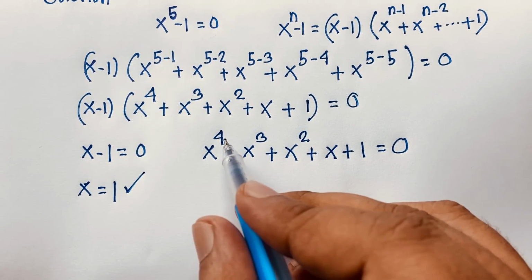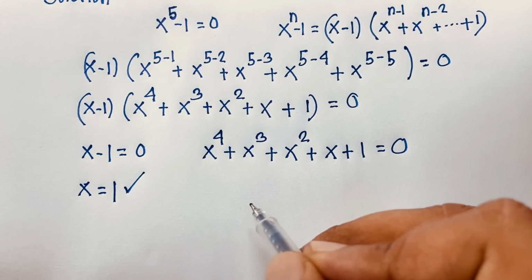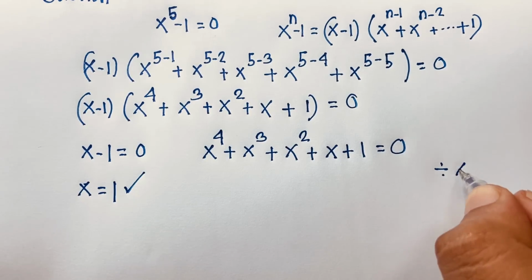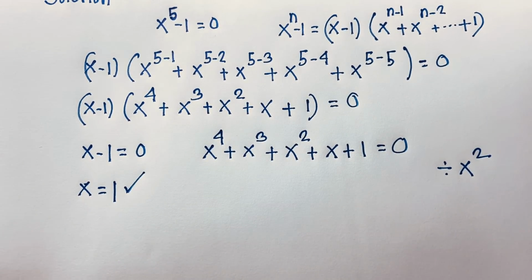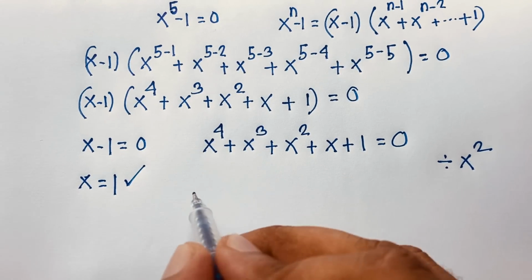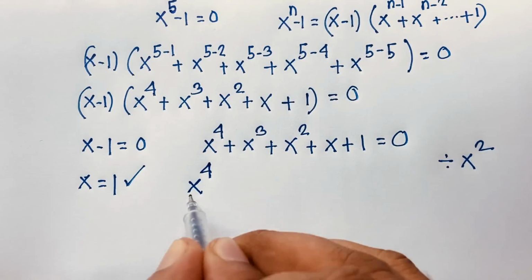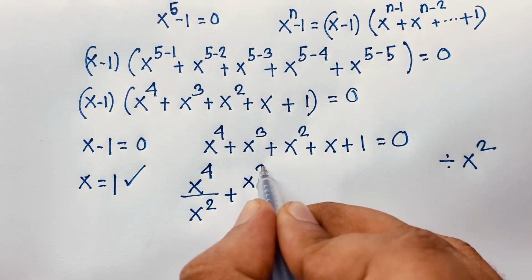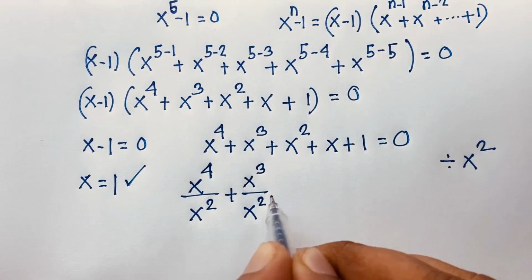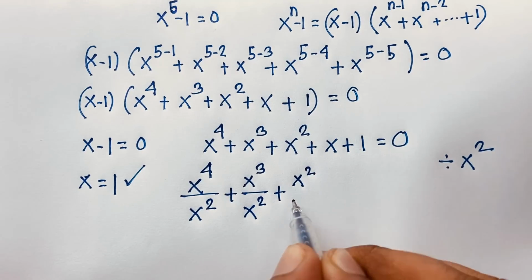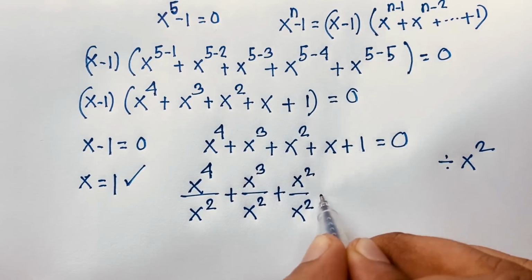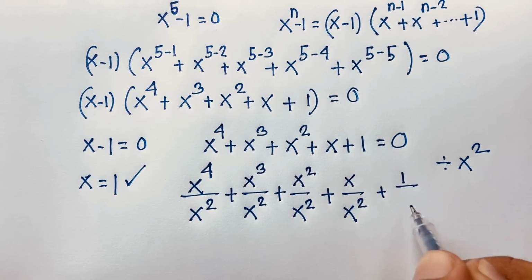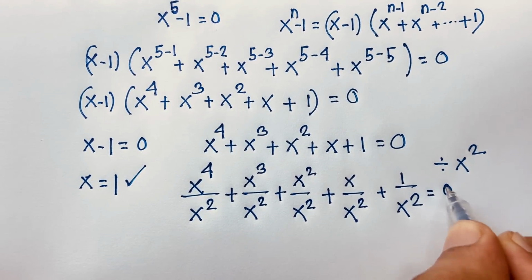But here x to the power 4, so we are finding out 4 solutions. So how to solve this expression? I divide both sides by x square. Now at this moment you can easily see this expression will be x to the power 4 over x to the power 2 plus x to the power 3 over x to the power 2 plus x to the power 2 over x to the power 2 plus x over x to the power 2 plus 1 over x to the power 2 is equal to 0.